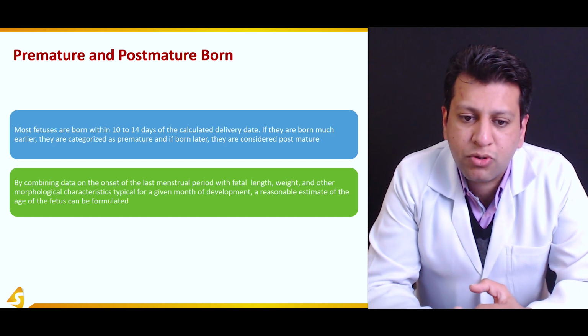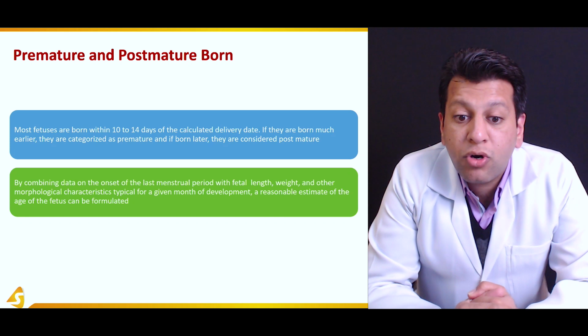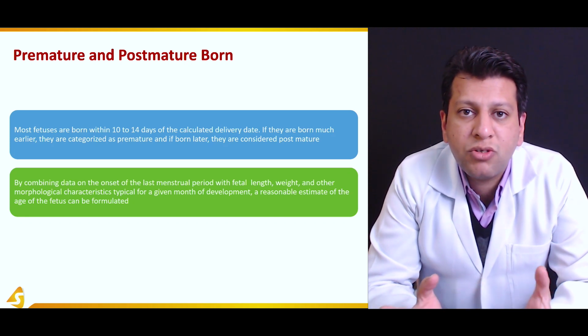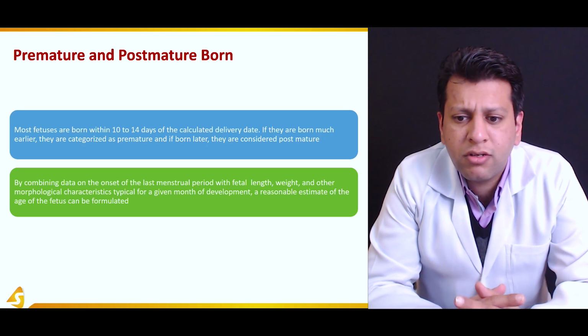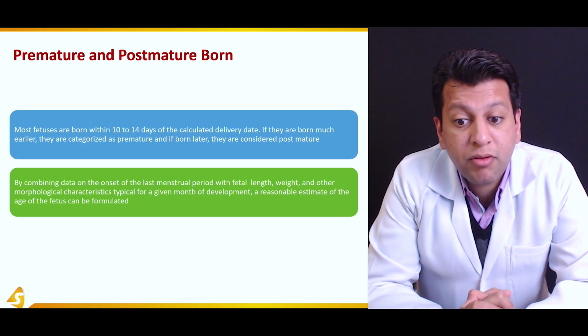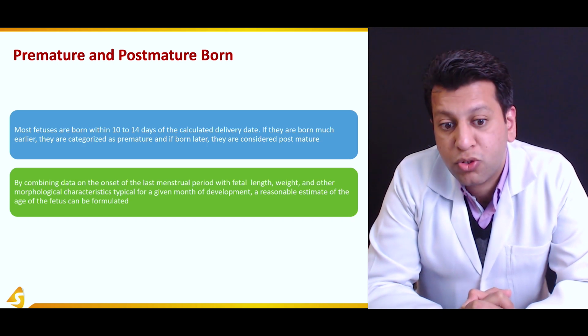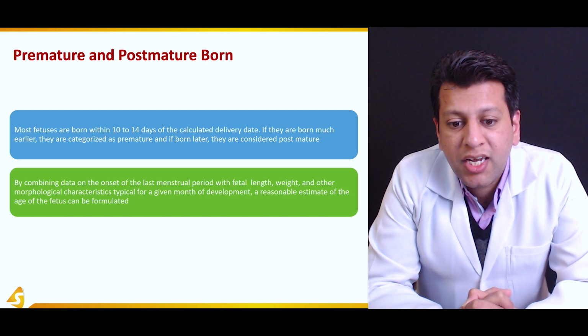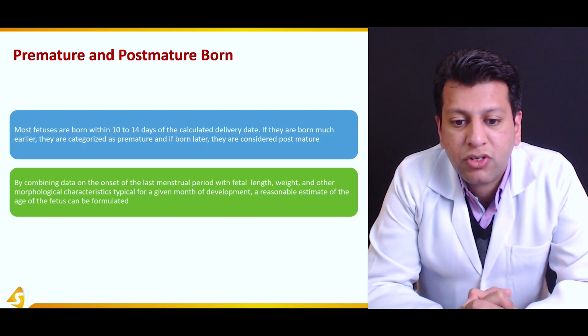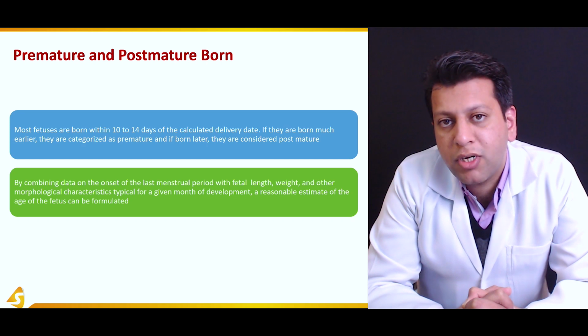But if they're born before a certain time, they're called premature, and if they're born after 42 weeks, they're called post-mature. Most fetuses are born within 10 to 14 days of the calculated delivery date. Now 10 to 14 days means you can easily add plus minus 2 weeks. If they're born much earlier, they're categorized as premature, and if they're born later, they're considered post-mature. By combining data on the onset of the last menstrual period with the fetal length, weight, and other morphological characteristics typical for a given month of development, a reasonable estimate of the age of the fetus can be formulated.